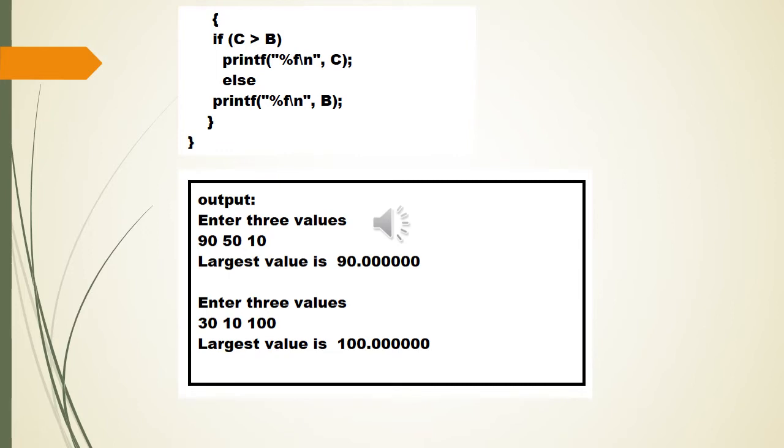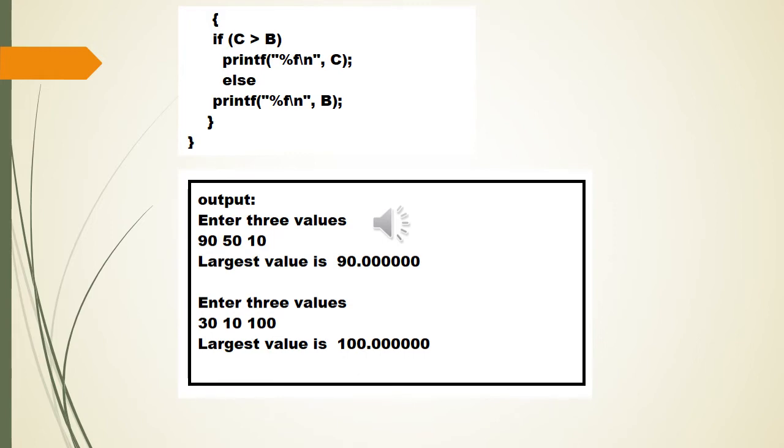So it will check the values according to the data you enter for A, B, C. Whichever value satisfies the A, B, C condition, it will give the output. Here I took A as 90, B as 50, C as 10. So the largest value is 90, and since we took the float type, it gives 6 decimal places. Next, one more output.